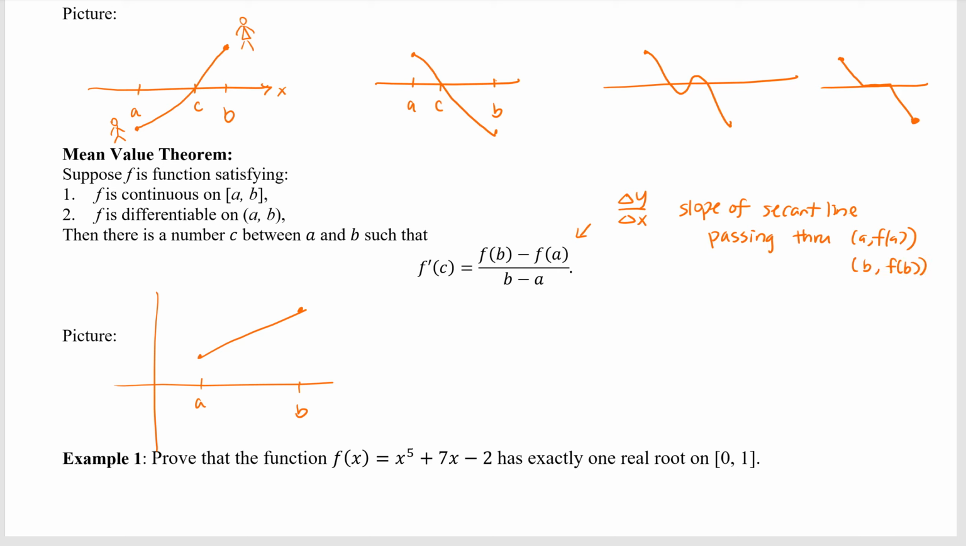Okay, and this theorem, the mean value theorem, tells us that if the function f is continuous and differentiable, let's say like this, then there exists a point c such that the slope of the tangent line at that point c equals the slope of the secant line passing through the endpoints. So this is the slope of the tangent line at c.